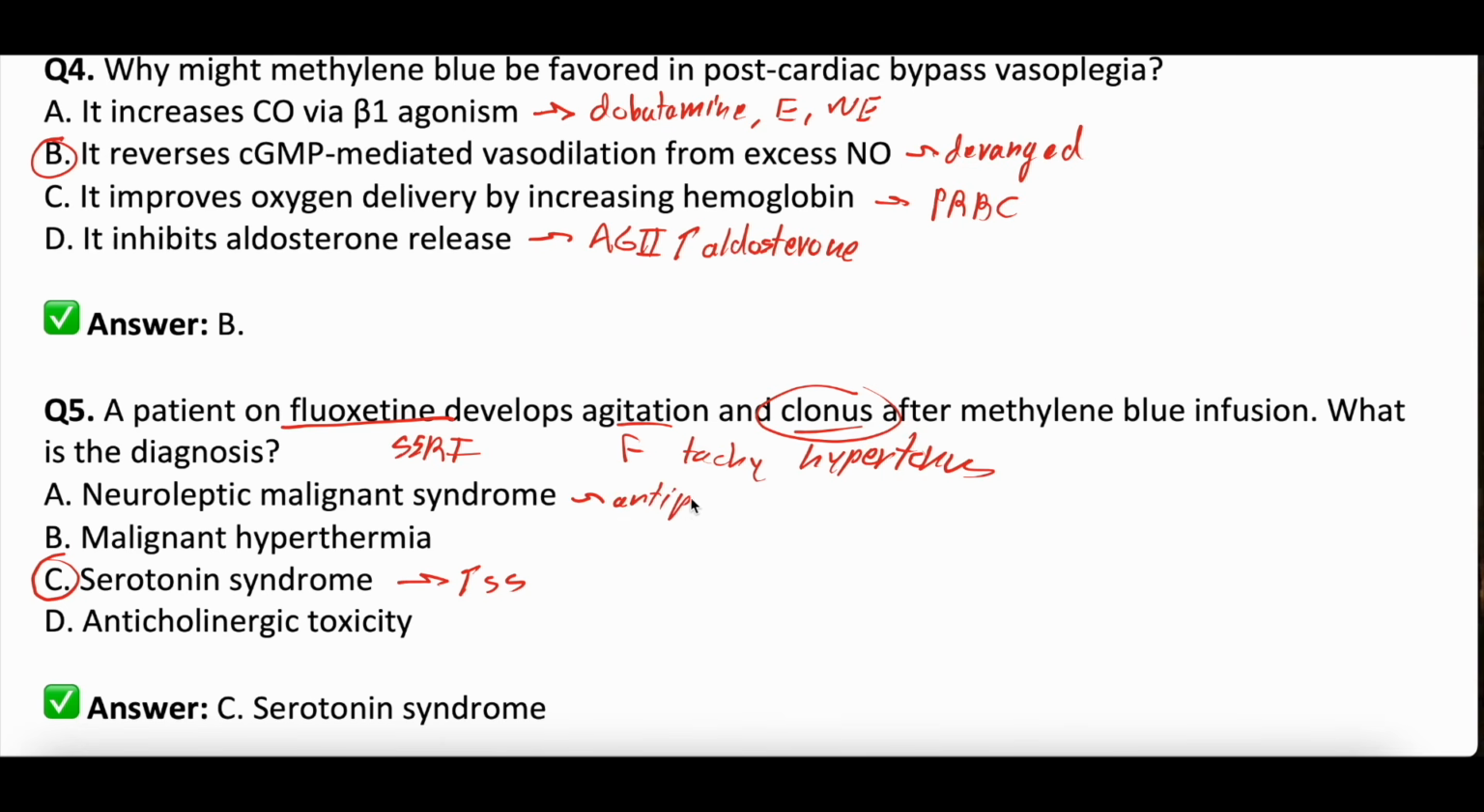It has a lot of the same symptoms of serotonin syndrome, except you don't get clonus. You usually get rigidity. Malignant hyperthermia, this is high fevers, and this is usually from anesthesia, not classically methylene blue involved. Anticholinergic toxicity would not be fluoxetine or methylene blue. They do not have cholinergic effects.